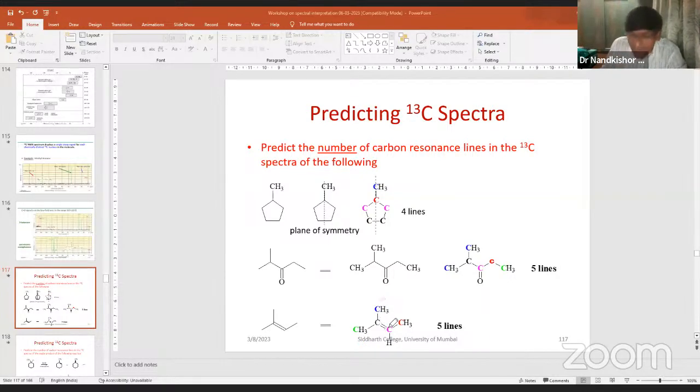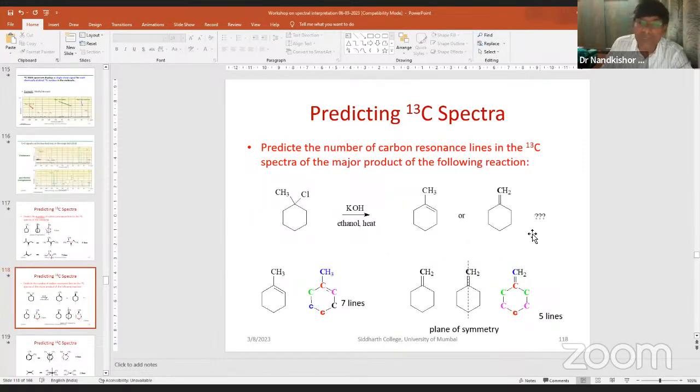So all the carbon present in this molecule will show the line. 1, 2, 3, 4, 5. So the 5-line spectrum you will expect for this type of molecules. So you have to see the symmetry and the electronic environment across the molecule.